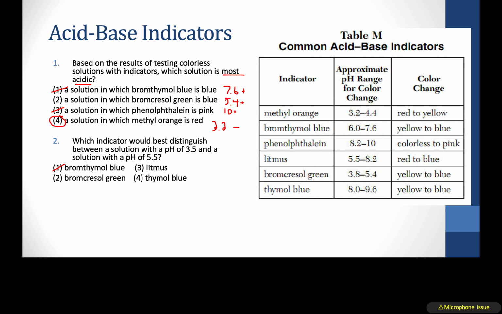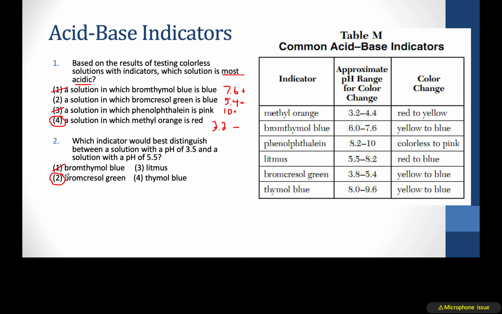I hate saying this one. Bromcresol green, okay? That changes 3.8 to 5.4. Oh, you know what? This might be it. Because look, a pH of 3.5, this will turn yellow because it's on this end. 3.5 is over here. And a pH of 5.5 is on this end, and it's going to be blue. Yep, this is the right answer here.